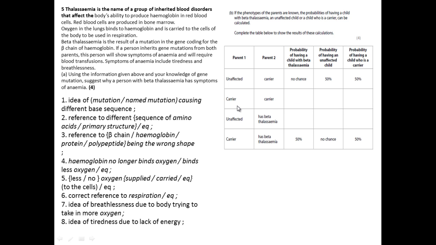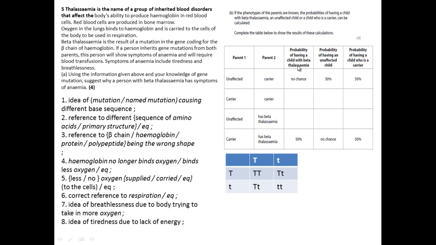So the first bit you have to fill in is when one parent is a carrier and the second parent is a carrier. So obviously, if they're carriers, it's caused by a recessive allele. And so what we can do is draw a Punnett square for this. And so our Punnett square for two carriers will be, so if these represent the gametes for the mother, the gametes for the father, these are the permutations.